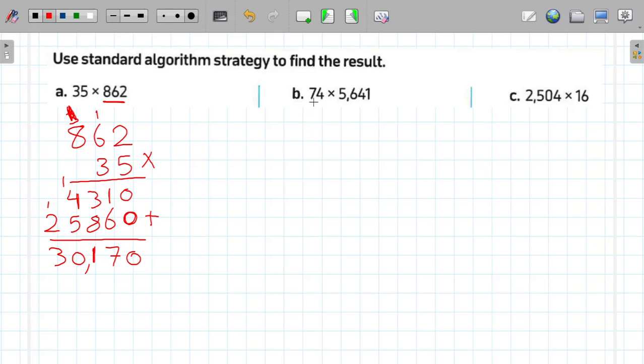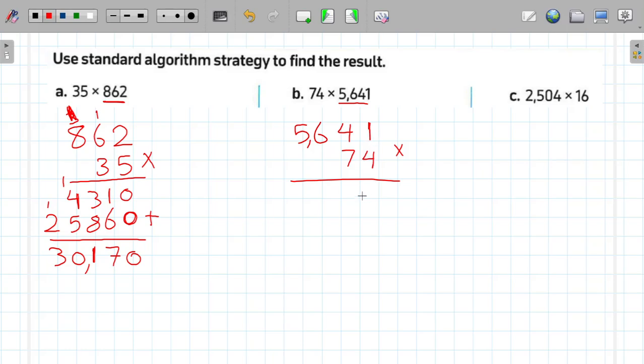Next I have 74 times 5,641. I will write the big number first. So I have 5, 6, 4, 1. And the second number I have 74. Okay? Let's multiply first by 4.